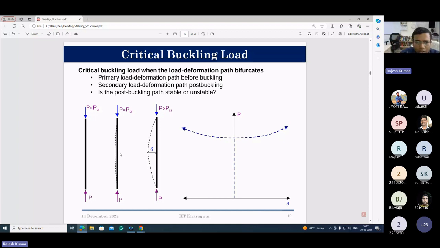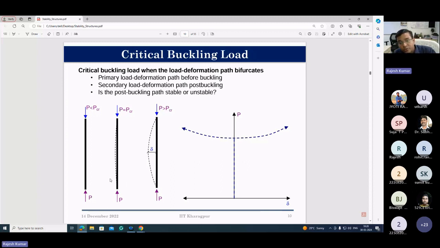So in the second example, you give a small perturbation here, what will happen? You look at this, it acquires a different dotted configuration which is very nearby, isn't it? That is neutral equilibrium. But when P is greater than PCR, then if we give a very small perturbation, a large deformation takes place. It means it now becomes buckled. The third one is where loss of stability takes place.